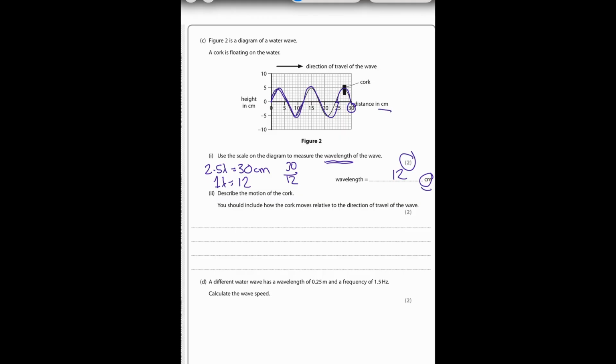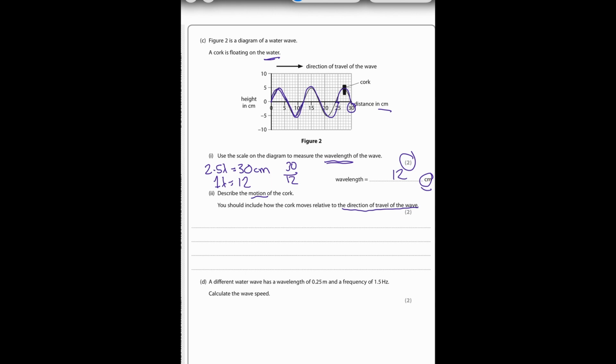Okay, describe the motion of the cork. You should include how the cork moves relative to the direction of the travel of the wave. So the thing that's standing out to me here is why they're using this direction of the travel of the wave and the motion. What they're trying to test me on is what type of wave a water wave is. So I know that a water wave is a transverse wave.